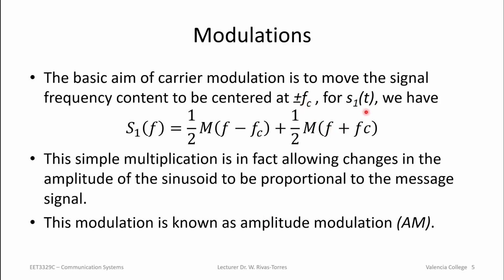So for s1(t) that we just saw, you end up with a Fourier transform that takes on this form. Again, this is the frequency shifting property of the Fourier transform. It's totally defined by this, and it's the property that we're using here. This simple multiplication allows us to change the amplitude of a sinusoid to be proportional to the message, and this is what we know as amplitude modulation, or AM.